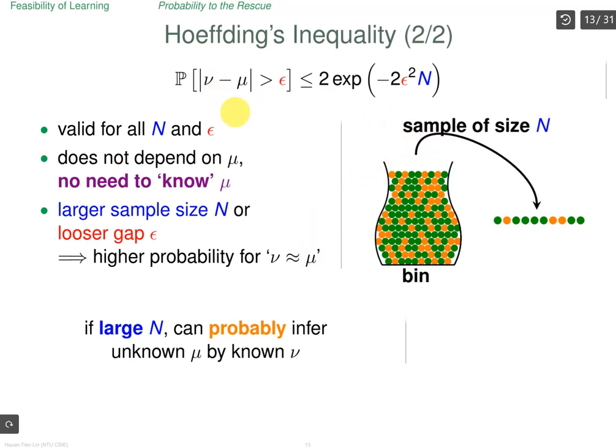So by just looking at using Hoeffding's inequality, we can conclude that if you have enough number of examples, samples, we can probably infer unknown mu by just using known nu, right? We can probably infer unknown mu by known nu.